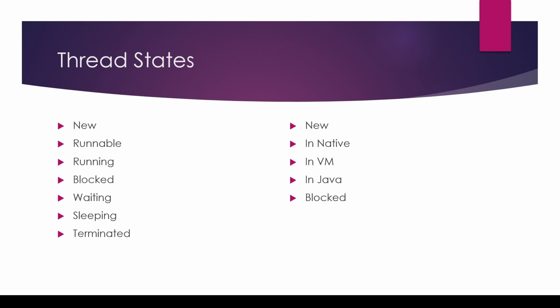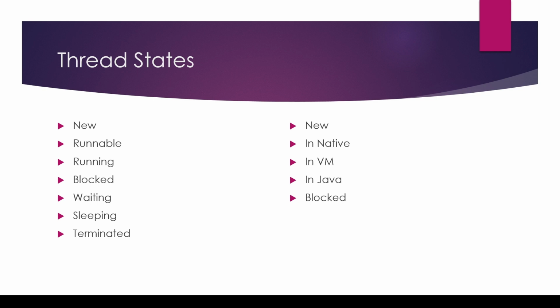So when we talk about Java threads, these are the thread states which are defined for a Java thread. A thread can be in new state, runnable, which means it will be scheduled by the scheduler. It can be running, it can be blocked, maybe blocking for some other resource, some other locks. A thread can be in waiting state, sleeping state, or when it completes the execution either normally or abruptly, it will be in the terminated state.